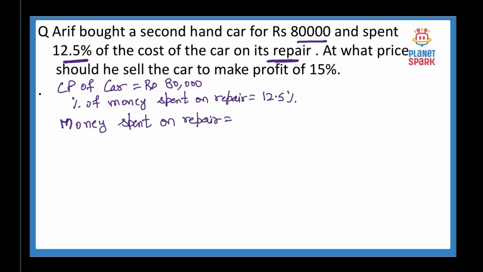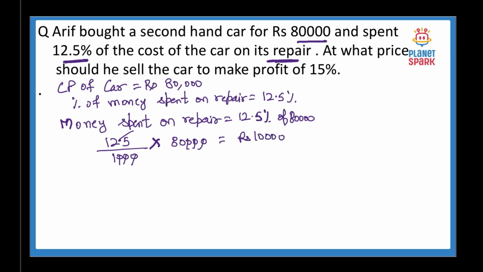Now 12.5% of 80,000 gives us 12.5 into 80,000, and when I simplify, if I remove the decimal, it will become 125 upon 1000 into 80,000. Further, I can cancel the zeros, and on multiplying and simplifying, I'll get 125 into 80. Now 125 into 80 gives us rupees 10,000. So money spent on repairs is rupees 10,000.